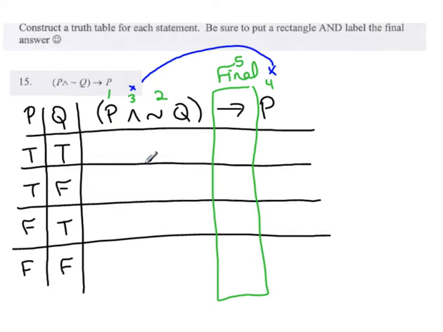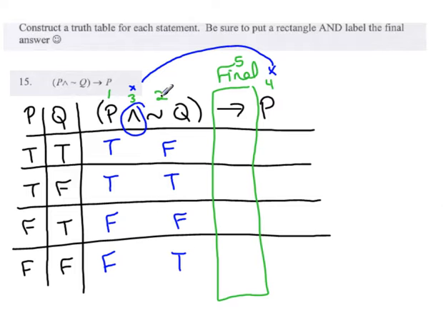So now we're ready to complete the table. Column 1 is P, which is true, true, false, false. Column 2 is not Q. Again, not Q means the opposite of Q, so that would be false, true, false, true.